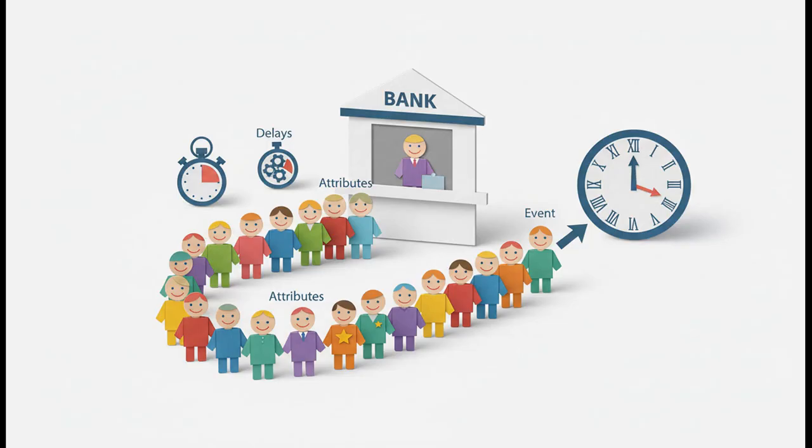So how do you actually build one of these models? Well, you break the system down into these essential building blocks. You've got your entities, like customers, who are using resources like tellers. Then you have events, like a customer arriving, which trigger changes in the system. And from all that, we can measure the delays, the waiting time, which is very often the key thing we're trying to minimize.